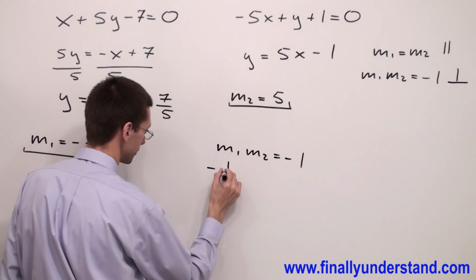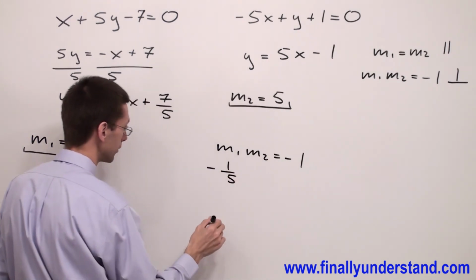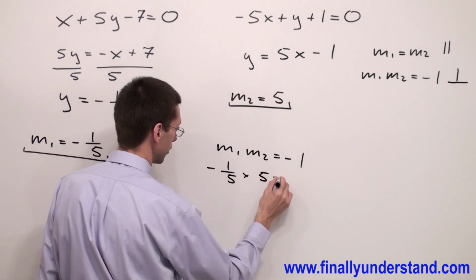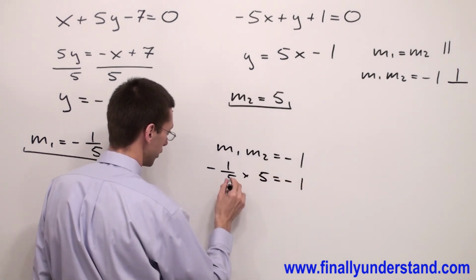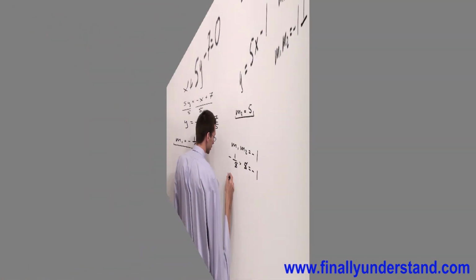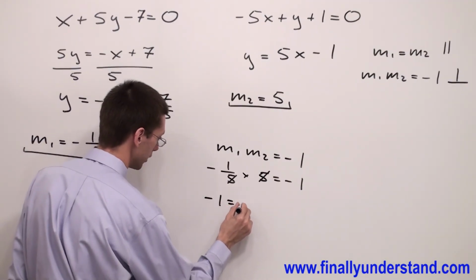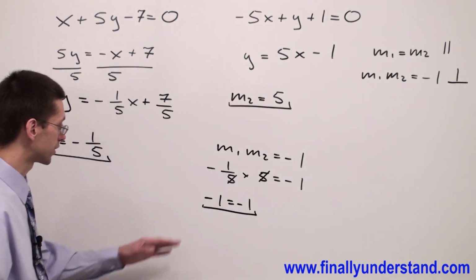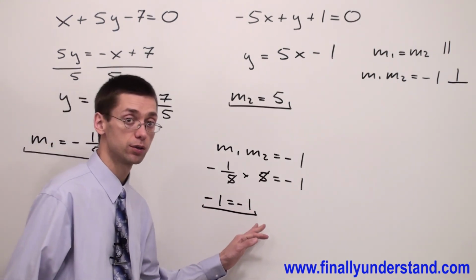-1/5 times 5 must be equal to -1. 5 and 5 will cancel out, so -1 is equal to -1. The left side of my equation is equal to the right side.